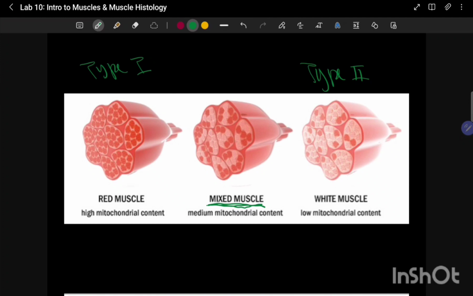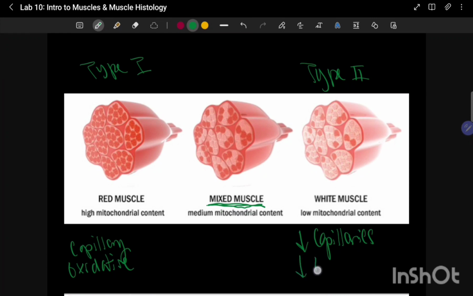So how this works and why they're the color they are refers to things like capillary density. So our type 1 muscle fiber has to have a higher blood supply. It's oxidative, so we're going to have some substances in there to help carry oxygen to these muscle fibers. Type 2 is a little different, so we have less capillaries, and this muscle does not rely on oxygen, so we don't have as many of those structures such as myoglobin that would cause the tissue to be red.